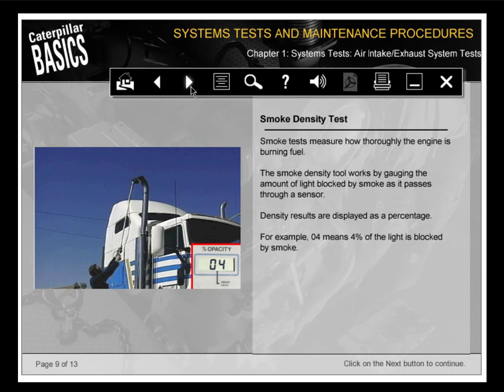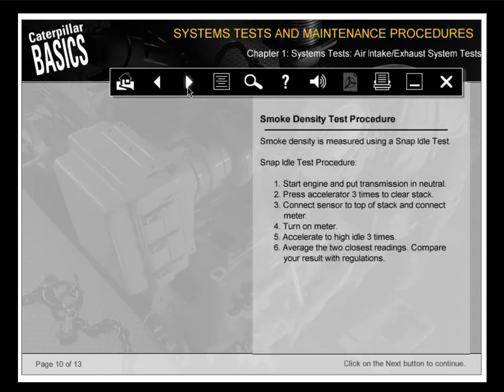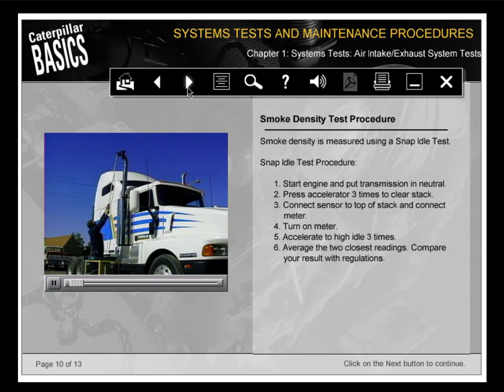Smoke tests measure how thoroughly the engine is burning fuel. The smoke density tool works by gauging the amount of light blocked by smoke as it passes through a sensor. Density results are displayed as a percentage. For example, 0.4 means 4% of the light is blocked by smoke. Smoke density is measured using a snap idle test.